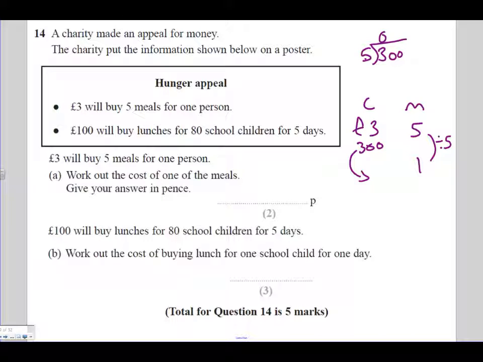5 doesn't go into 3, 0, carry the 3. 5 goes into 30 6 times, nothing to carry over. 5 into 0 doesn't go. So 1 meal costs 60 pence. And that's worth 2 marks. 60 pence on the answer line is 1 mark, and some kind of working out to show how you've divided the £3 by 5.